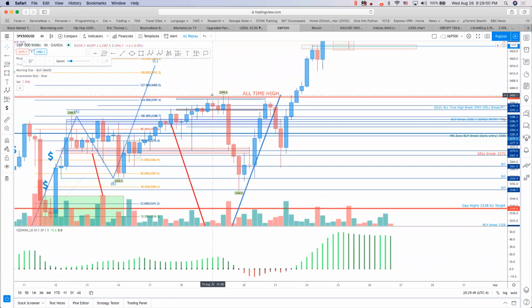Here's another one. London, the candle following London. And then we got the rejection right here to sell off right there.